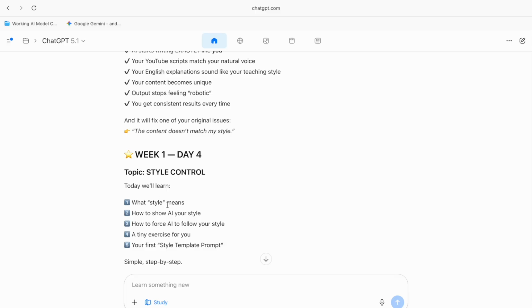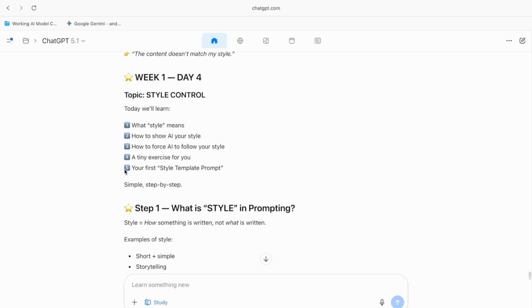Today we learn what style means. Oh, also I don't know how to show AI your style. Yeah, that's also what I want to know. How to force AI to follow your style. Yeah, I think it's gonna tell me how to. A tiny exercise for you. Okay, I will do it. Your first style template prompt. What is that? Okay. Style.